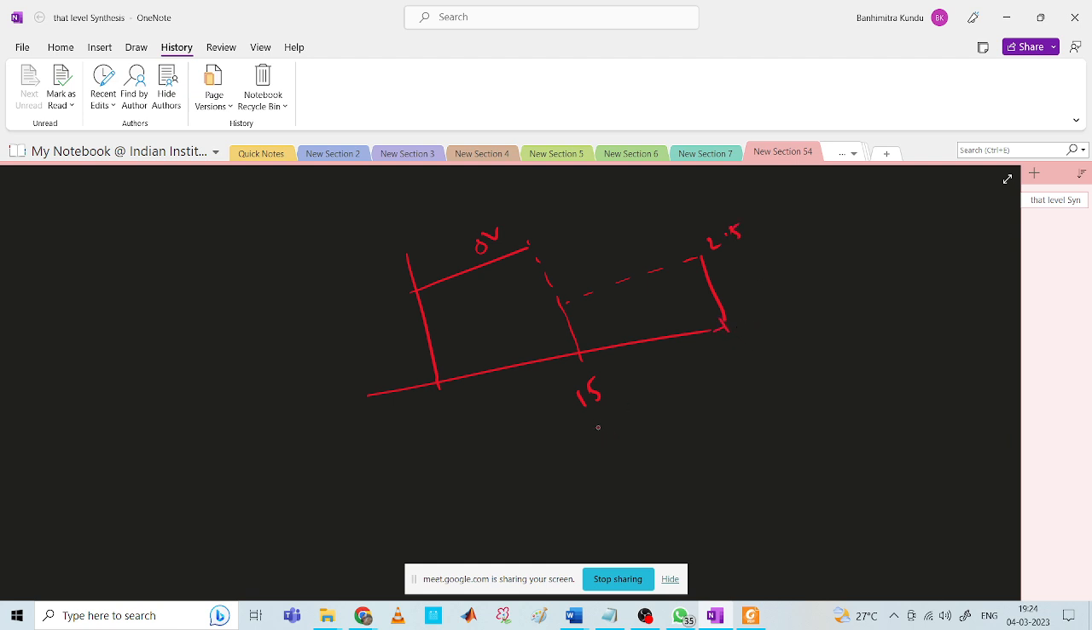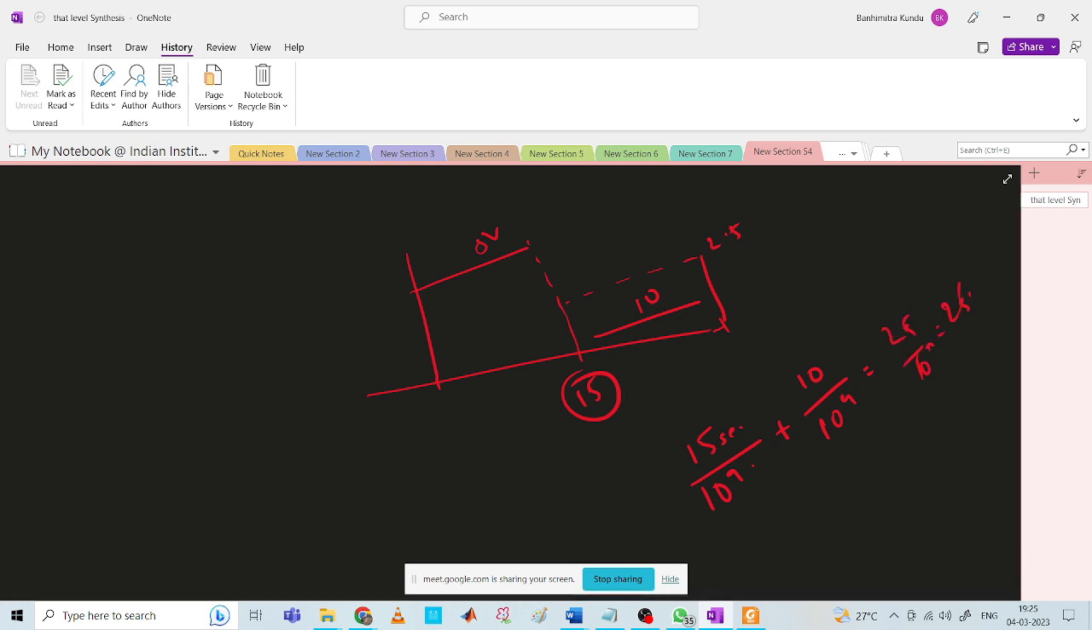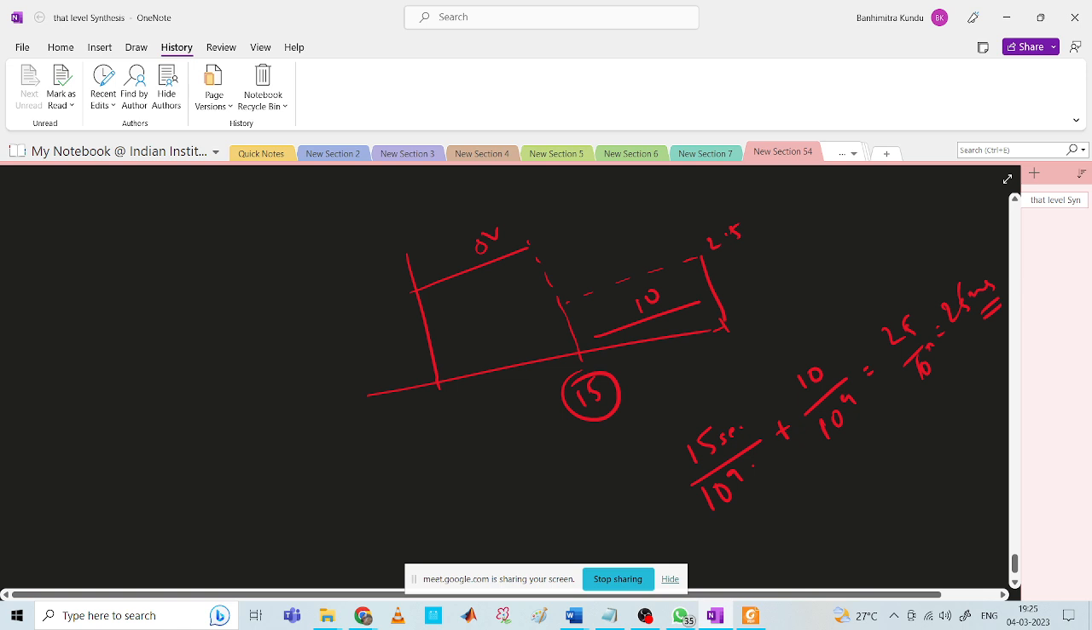So how will the calculation be? In 15 seconds how many cycles will get completed? 15 seconds divided by 10 to the power 9, right? So this will be the amount of cycles that will be required. So 10 to the power 9 cycles plus you have this 10 cycles left, which you are doing again at 10 to the power 9. So total is 25 divided by 10 to the power 9, which means 25 nanoseconds. So this is exactly what you wanted.